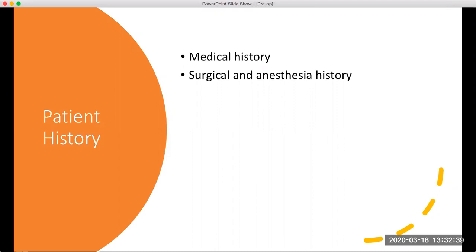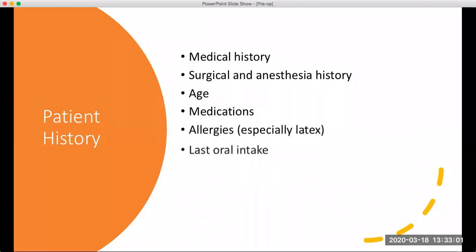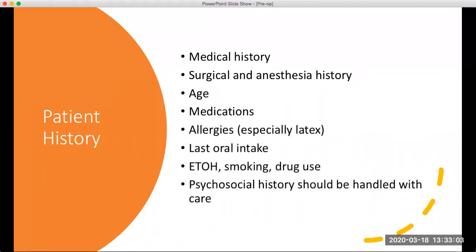And this all gets documented in the patient's chart somewhere. It seems now electronic medical records are the charting location of choice. So that's where we would put all of that, so that anybody on the healthcare team can access that. So other things we want to know about, of course, their age. The older and younger the patient is, the more likely they are to have complications. So we need to be concerned about that.